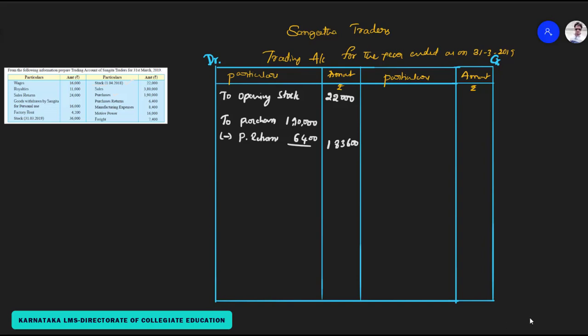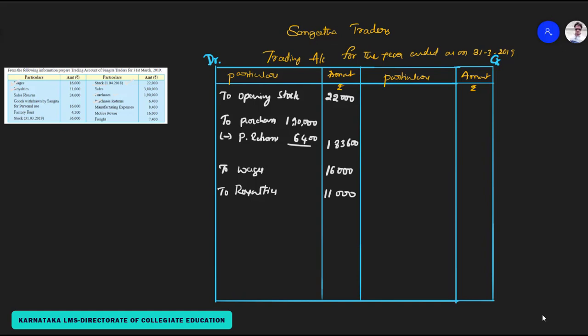And next thing is wages. So wages is around rupees 16,000. Wages done. Then stock is complete, purchases are complete, purchase returns are complete. Let us see what else comes on the debit side. Royalties are there. So royalties is a debit item, an expenditure, 11,000.